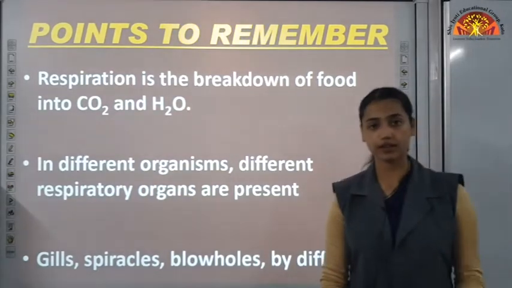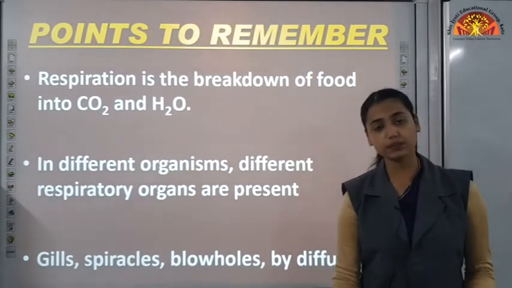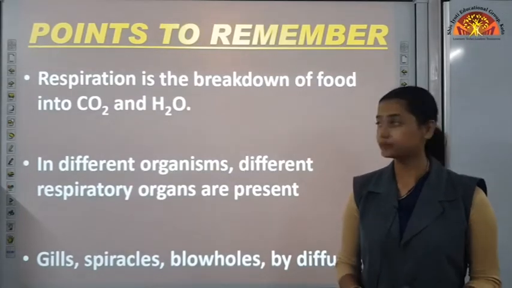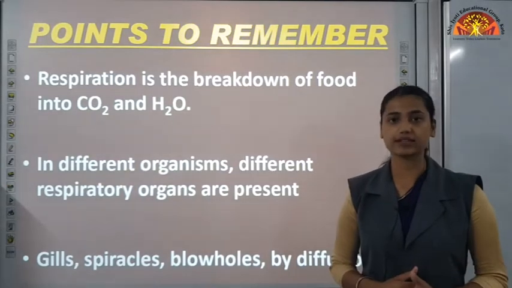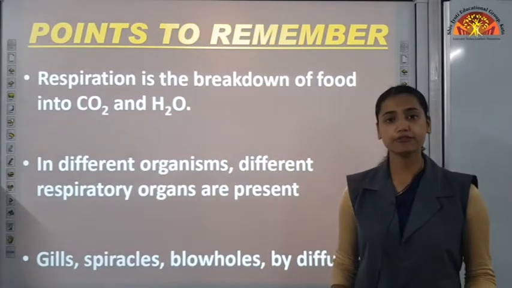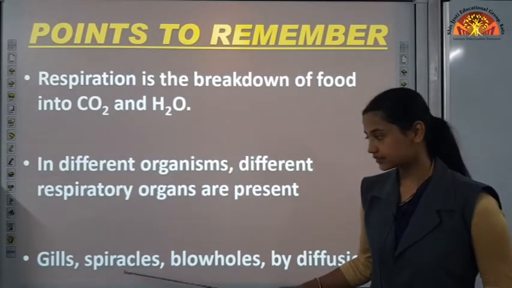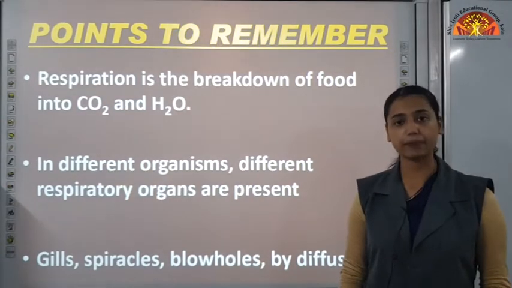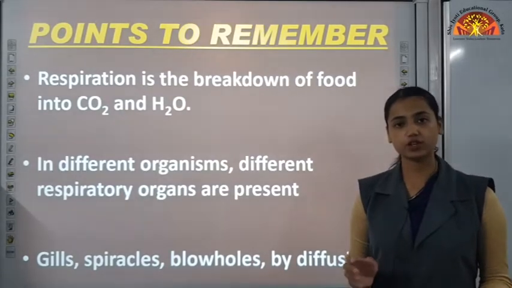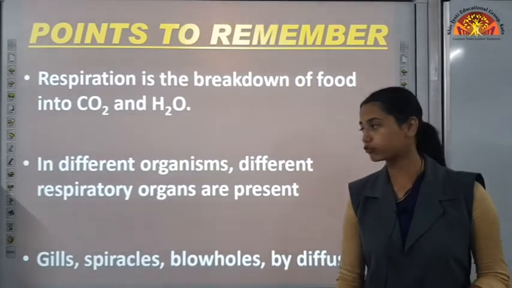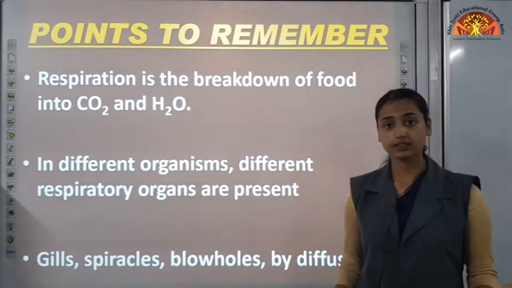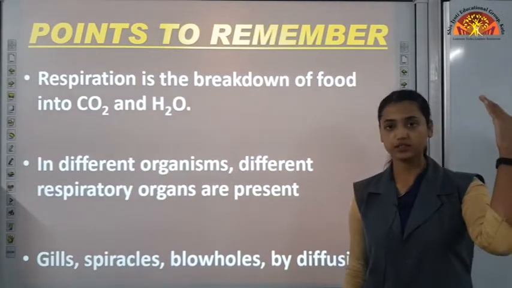Like we human beings, in our body, what is present to respire? We have lungs, we have a nose to inhale or exhale, but it is not the same with all organisms. They have different organs like gills. Fishes and tadpoles have gills to respire. In cockroaches or grasshoppers, spiracles are present. What are spiracles? Those small pores which are present on the lateral side of their body, through which they inhale or exhale. Then blowholes in whales, the hole is present at the top of their head.